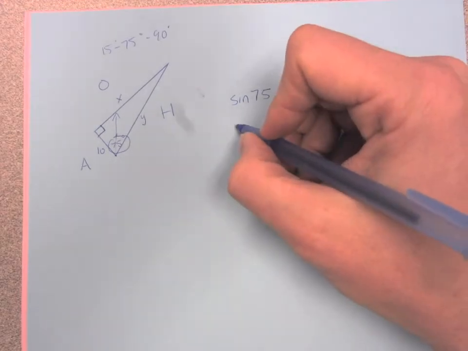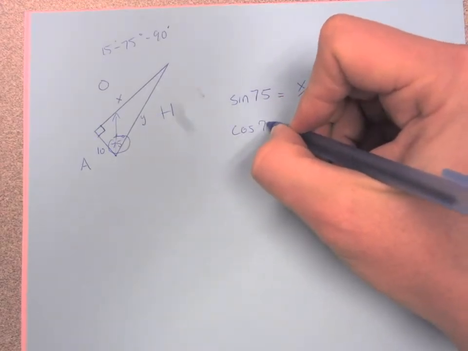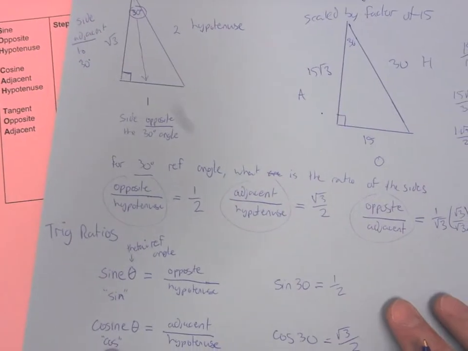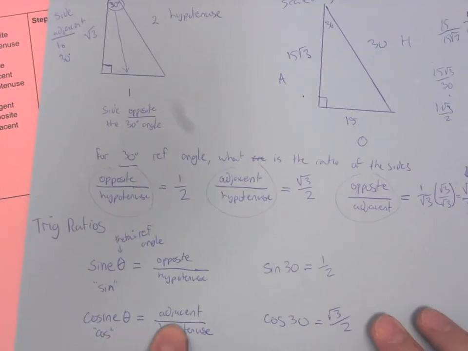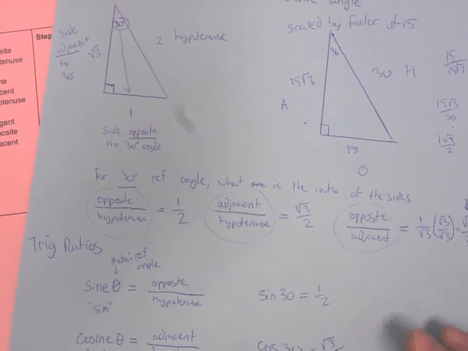Let's do cosine for a sec. Cosine of 75. Going back to our trig ratio, cosine for any angle is the adjacent side, the side adjacent to that angle, over the hypotenuse.